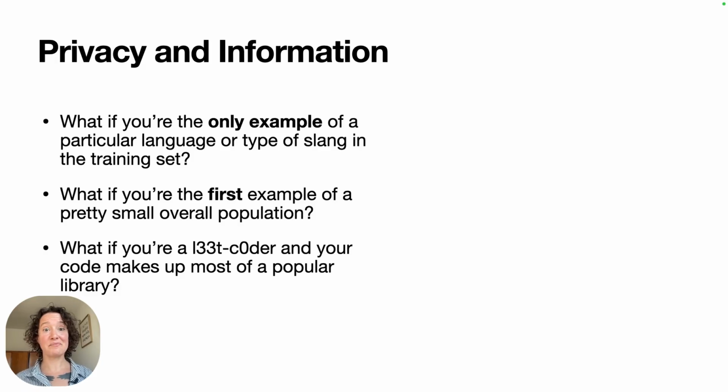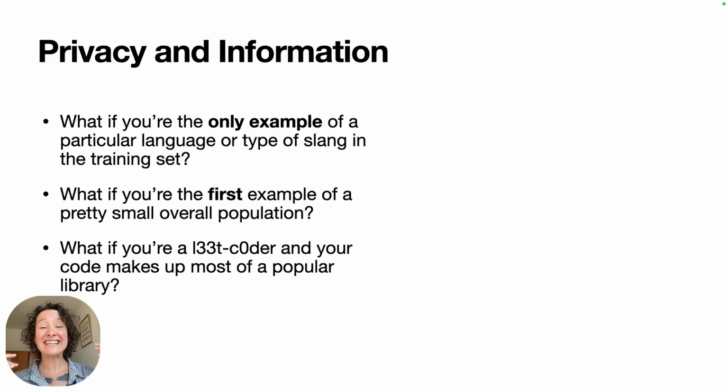Let's take an example. Maybe that's relevant to some of you. Maybe you're a Leet coder. I know that's old internet speak, but 90s internet for the win. So let's say that you coded pretty much all of this really popular library or something like that. How many repetitions of your code are going to be there, and how much information, just from a numbers game, of that particular type of library is going to be stored about you versus other people?